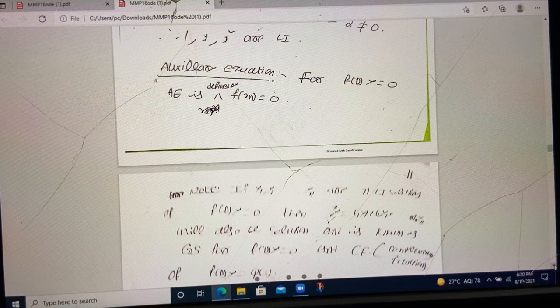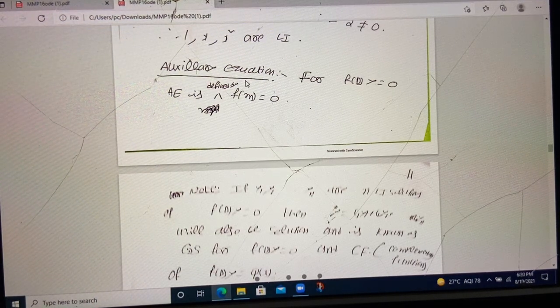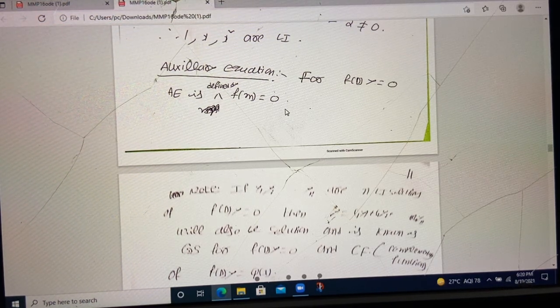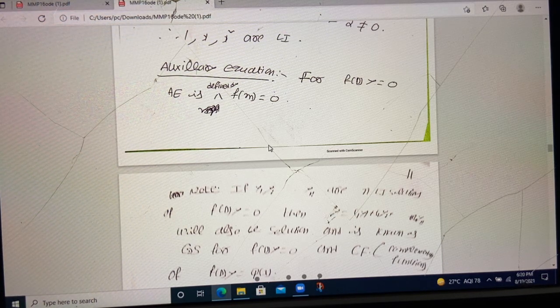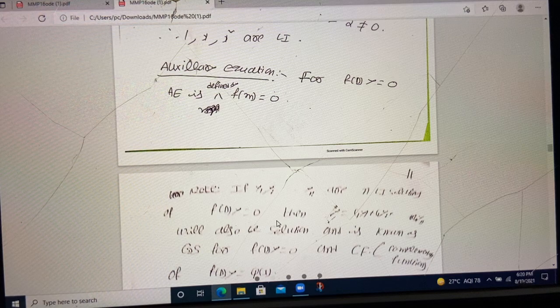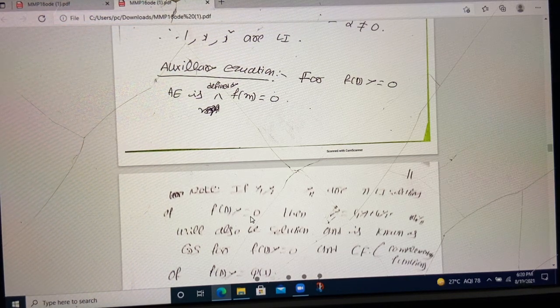Now, what is the auxiliary equation? For f of D on y equal to 0, the auxiliary equation means replace D by m. Then f of m equal to 0 will give you what is called the auxiliary equation. Once you solve this, if y1, y2, ..., yn are n linearly independent solutions for f of D on y equal to 0, first we are solving the homogeneous case, that is, the right side is 0. Later we will extend it to the non-homogeneous case.